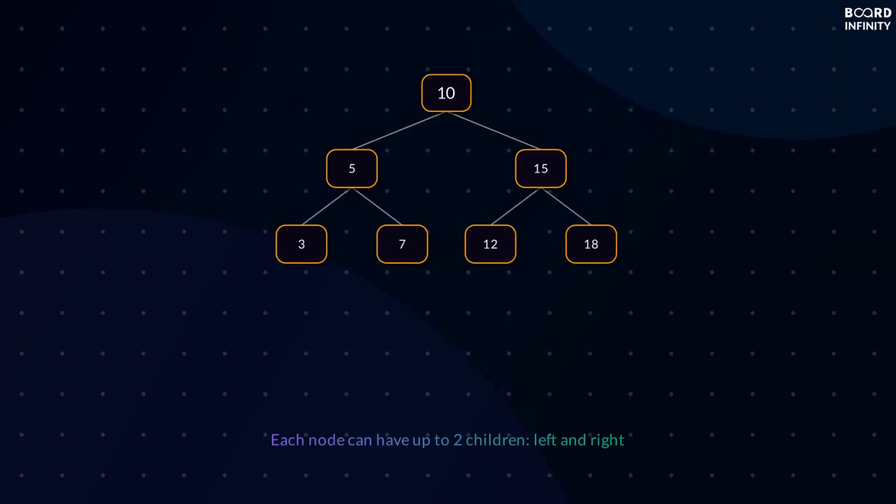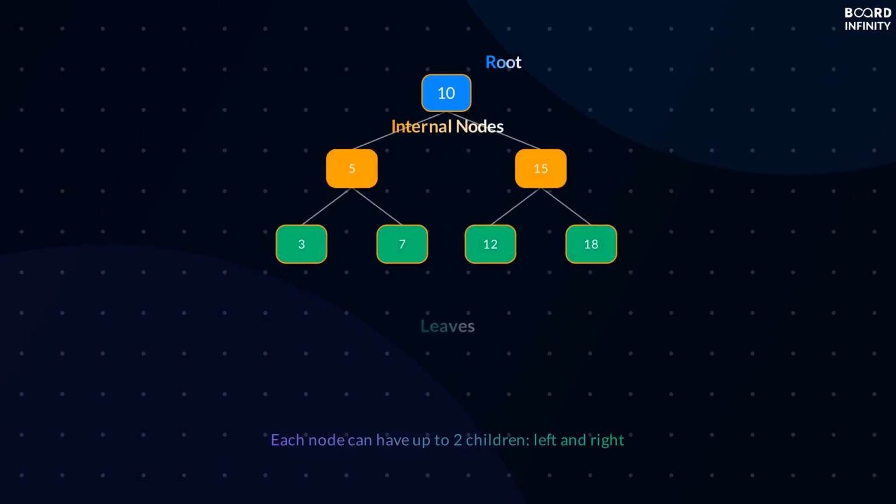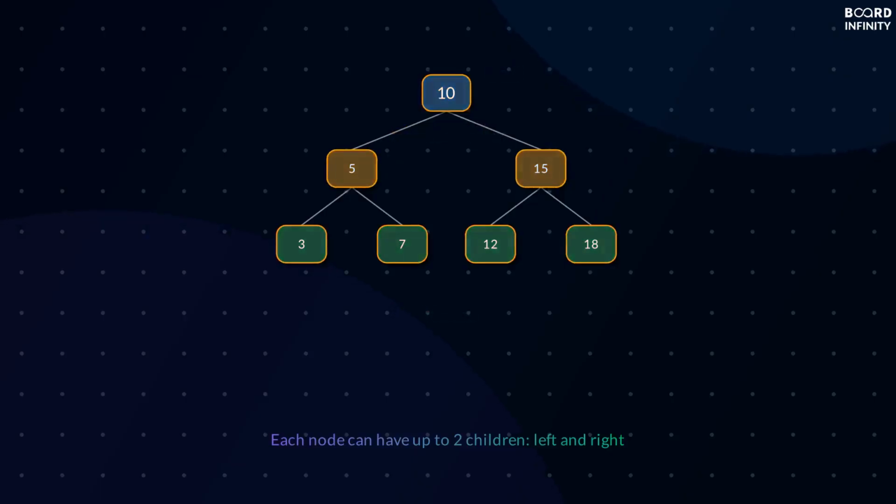The top node is called the root. Nodes in the middle are internal nodes. Nodes at the bottom, with no children, are leaves. The two-child limit isn't arbitrary. It's a design choice that unlocks powerful search and traversal algorithms.